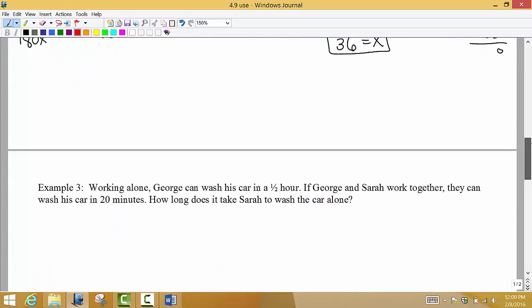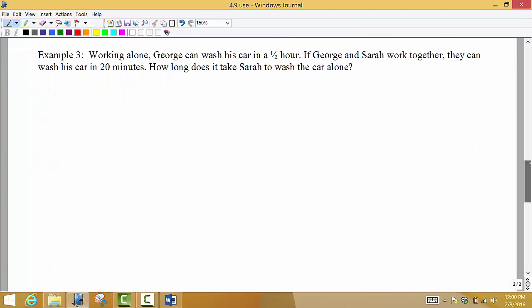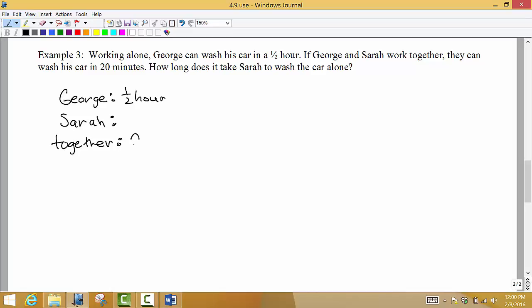All right, let's look at this next example. Working alone, George can wash his car in half an hour. So I'm going to write down the information for George. If George and Sarah work together, they can wash his car in 20 minutes. So we also have information about Sarah, and we have information about them working together. So we know that together it will take them 20 minutes.